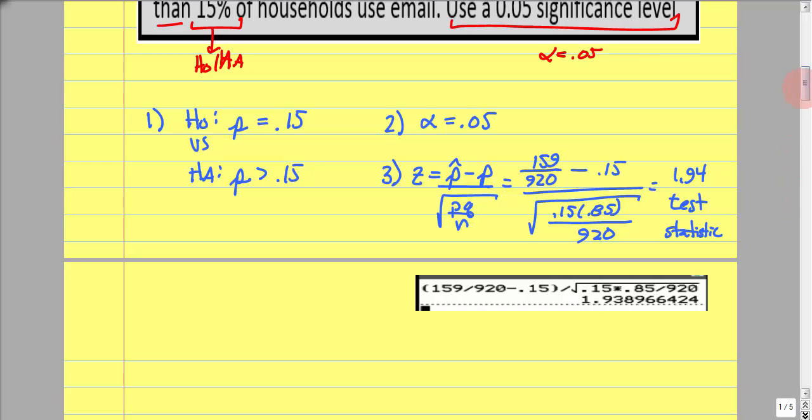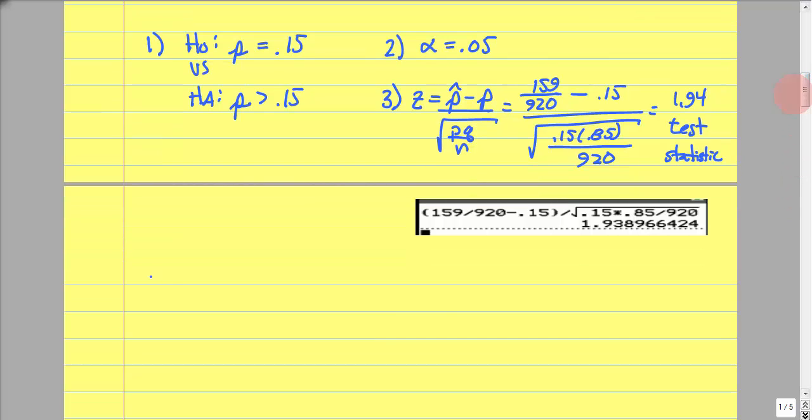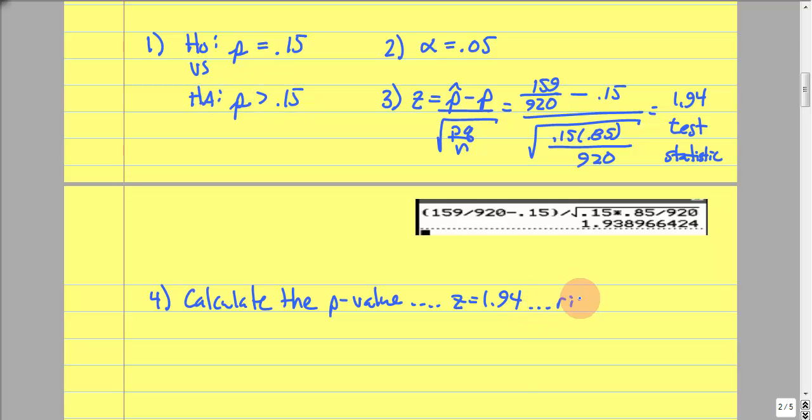Okay, step 4. Calculate the p-value. Now in order to do this, I need to know my test statistic, z equals 1.94, and I need to know, was this a right tail, left tail, or two-tail test? And I can see from right here that this is a right tail test from the alternative hypothesis. So this is a right tail test.